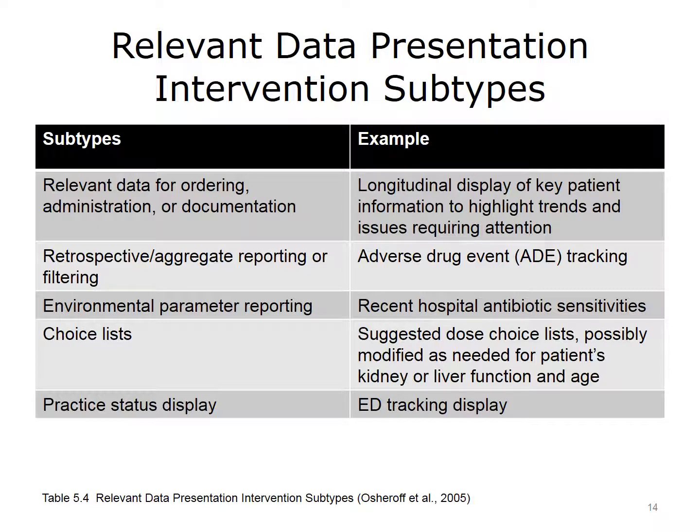Subtypes and examples for this intervention, as summarized by Asheroff et al., are shown in Table 5.4. Row 1 lists the subtype of relevant data for ordering, administration, or documentation with the example of a longitudinal display of key patient information to highlight trends and issues requiring attention. The second row identifies the subtype of retrospective aggregate reporting or filtering and adverse drug event tracking as its example. Environmental parameter reporting is the third subtype, and recent hospital antibiotic sensitivities is an example.